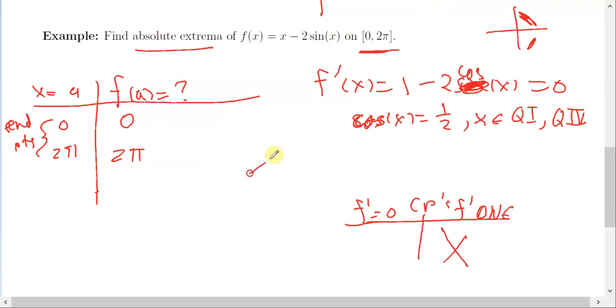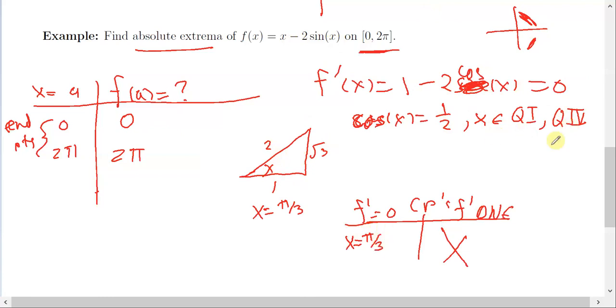Cosine, we can build this triangle, if you don't remember when cosine is 1/2. If this is my angle x, cosine is adjacent over hypotenuse in that triangle. This third side, using the Pythagorean theorem, would be square root of 3. And hopefully you can recognize that that means the angle is 60 degrees, or for us in radians, pi over 3. So x equals pi over 3.